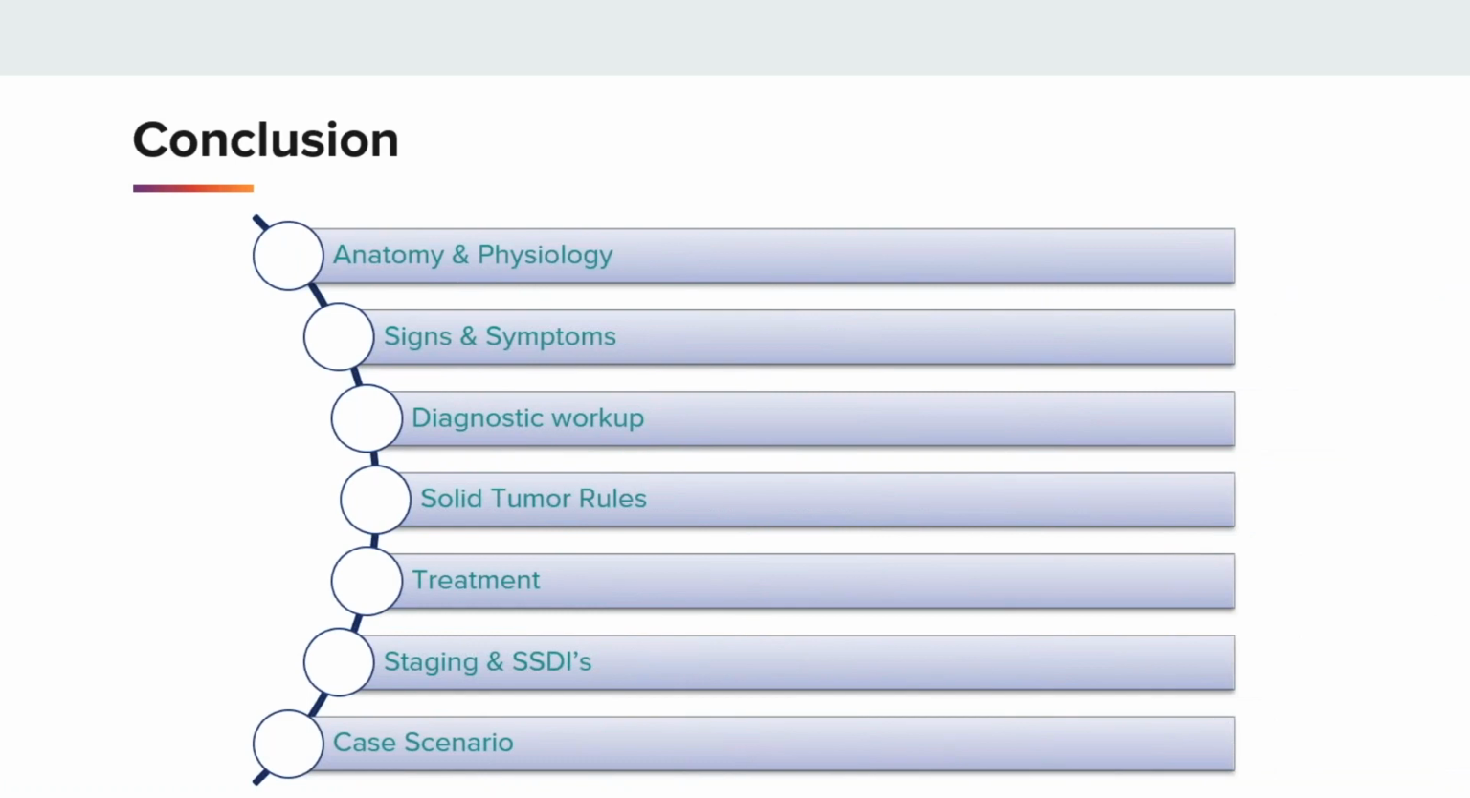So in conclusion, we discussed the anatomy and physiology of the brain, the signs and symptoms of brain cancer, and the common diagnostic workup for brain cancers. We also discussed solid tumor rules, brain cancer treatments, SSDIs for malignant brain tumors, and reviewed the available staging for malignant brain cancers. Finally, we tested our knowledge with a case scenario.